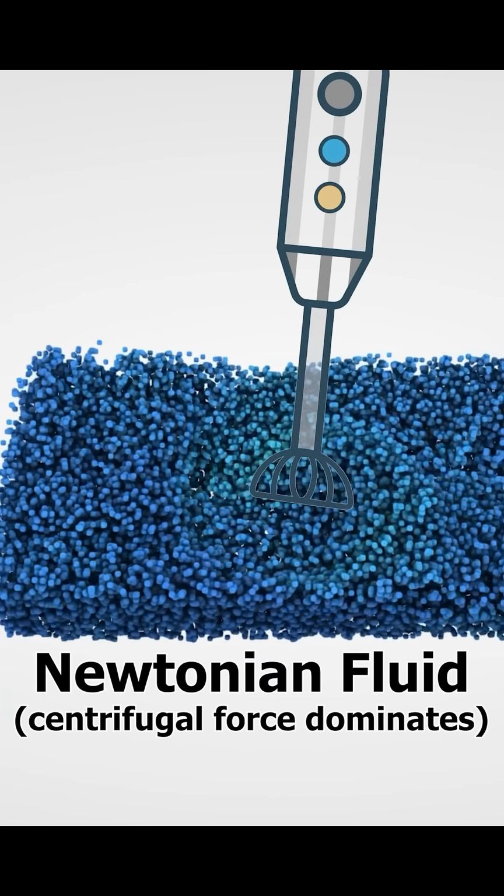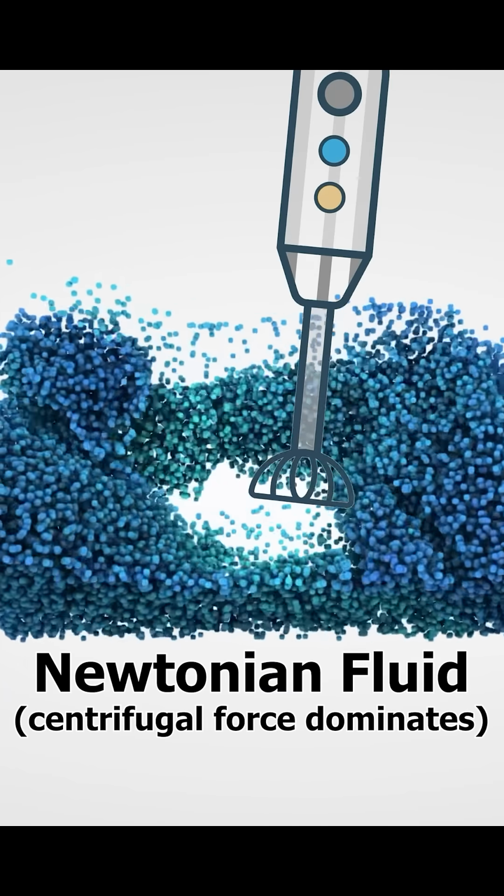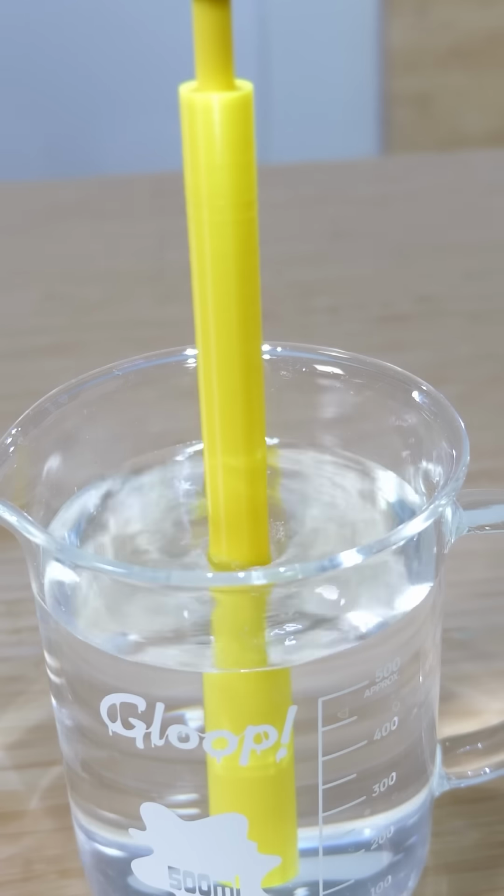This odd response to shear force creates another very neat effect called the Weissenberg effect. Normally, if you spin a rod in a liquid, the liquid that sticks to the rod gets thrown off of it due to centrifugal force. So this is just regular water. Watch how it moves away from the stick.